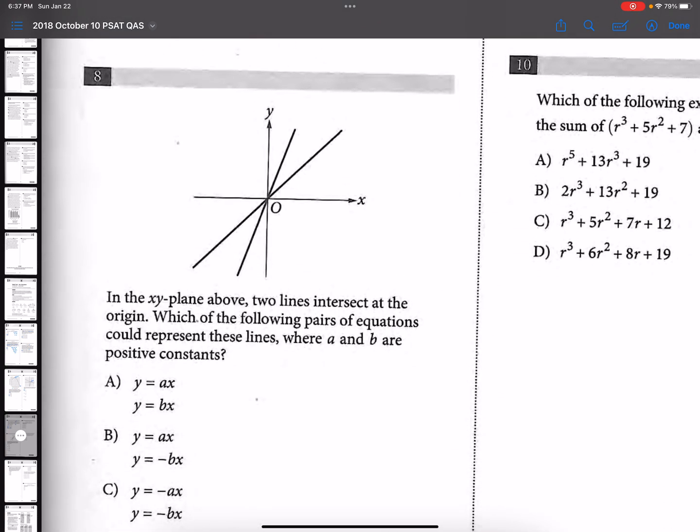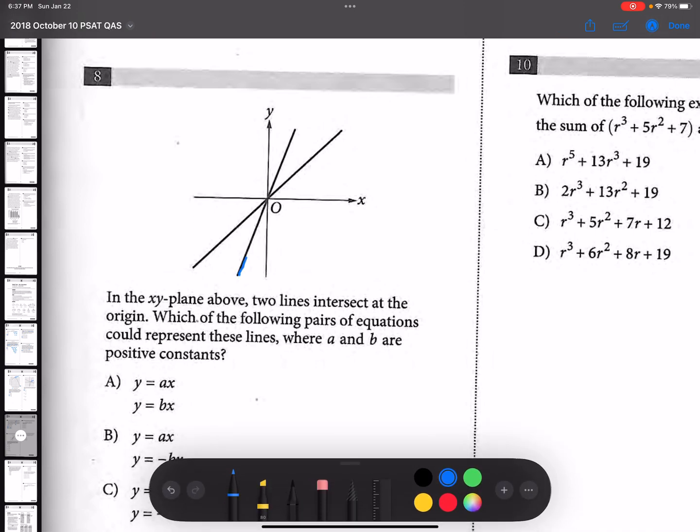Number 8, the xy plane above, 2 lines intersect at the origin. Which of the following pairs of equations could represent these lines? So they are positive slopes because they are going from the third quadrant to the first quadrant. And they have the same y-intercept, which is 0, 0. So no y-intercept, really. They're both positive. So that means A is the answer because it has a positive slope and no y-intercept. Well, it does have a y-intercept, just we don't write it out.